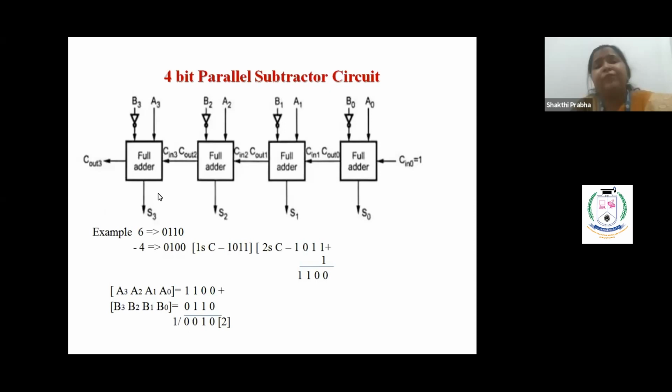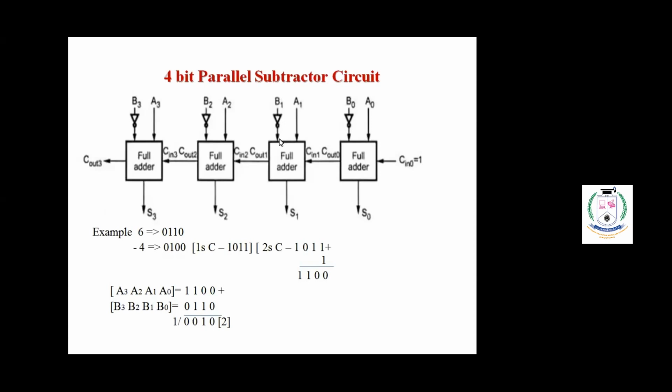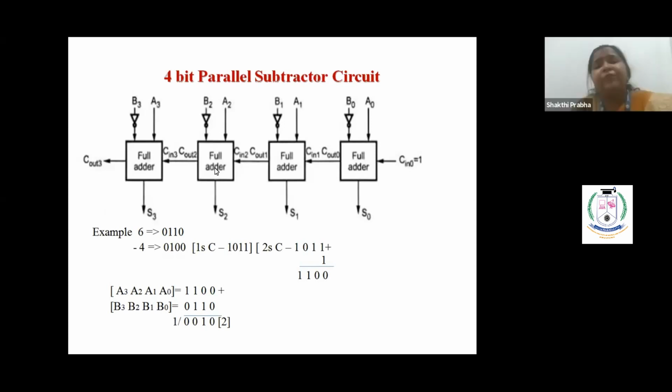So now, the same circuit that you have taken for the parallel adder, you are taking the same circuit, but we are making only 2 modifications over here. What are the 2 modifications? For input B, I am using a NOT gate. A NOT gate is used for performing 1's complement.